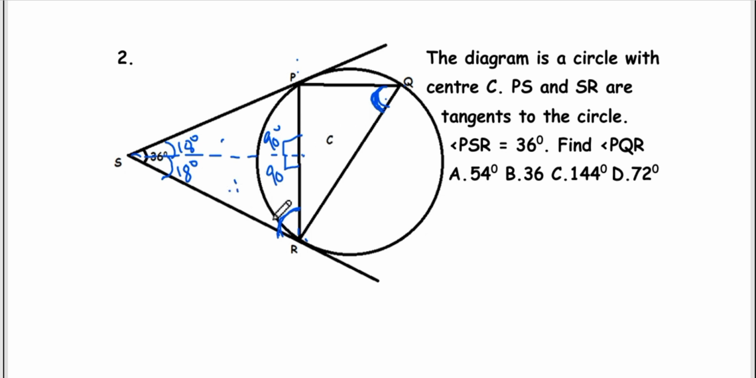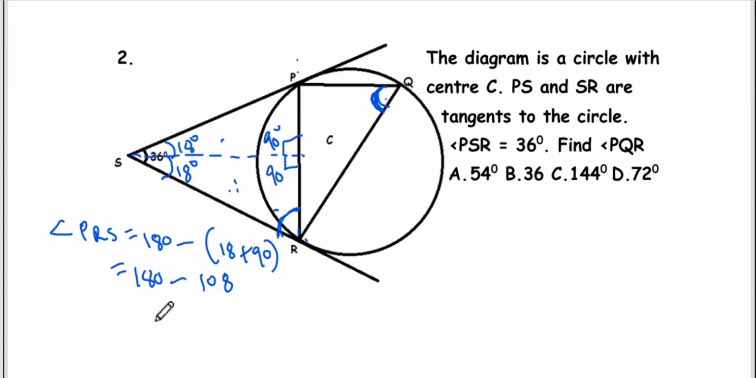Alright, so let's get this angle. Since this is a triangle and the sum of angles in a triangle is 180, angle PRS, that's this angle, is equal to 180 minus 18 plus 90. That becomes 180 minus 108, that's 72 degrees. So if this angle is 72, automatically this also will be 72 degrees. So option D is our answer here.